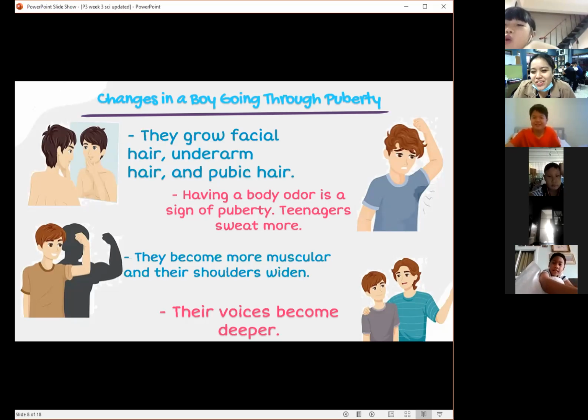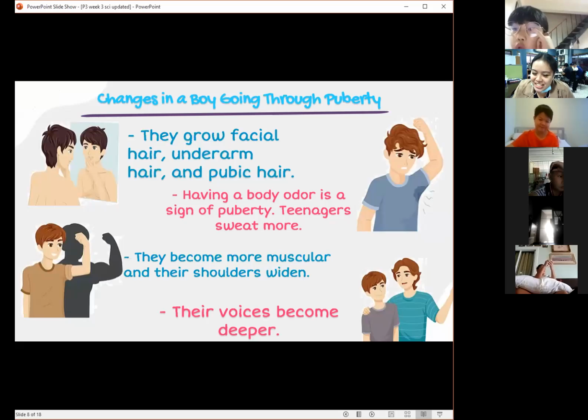Why do you think you still don't have this underarm hair? Because you're in childhood. But when you reach adolescence, you will experience this all. Understand? You will grow facial hair and underarm hair. Understand? Yes, you do. Okay, next one.